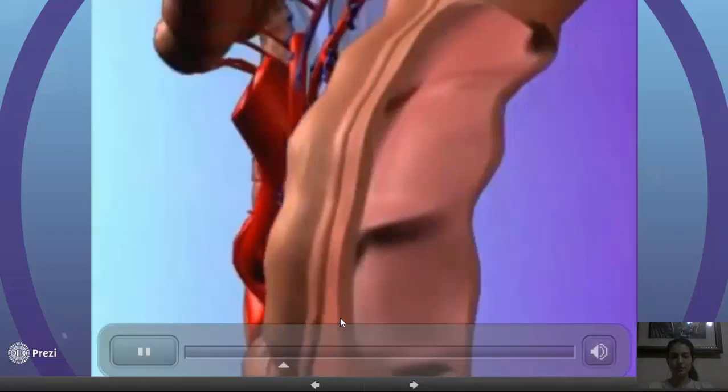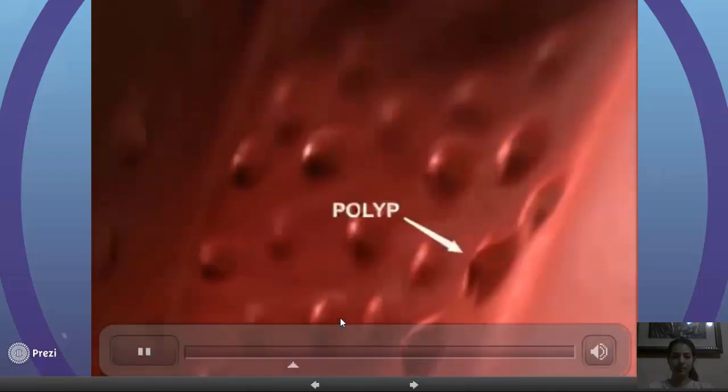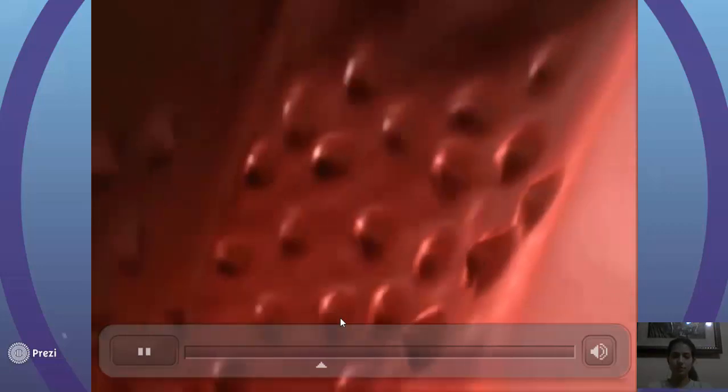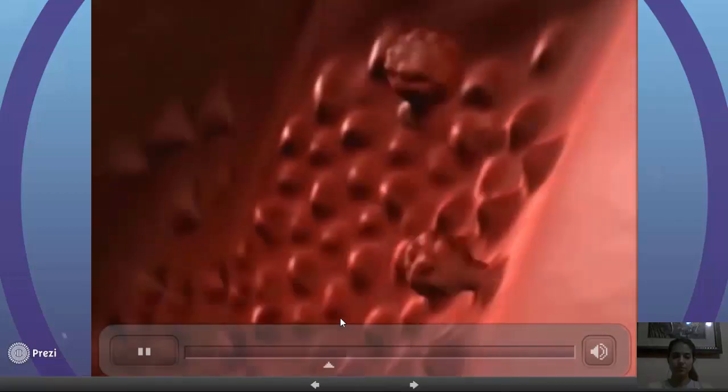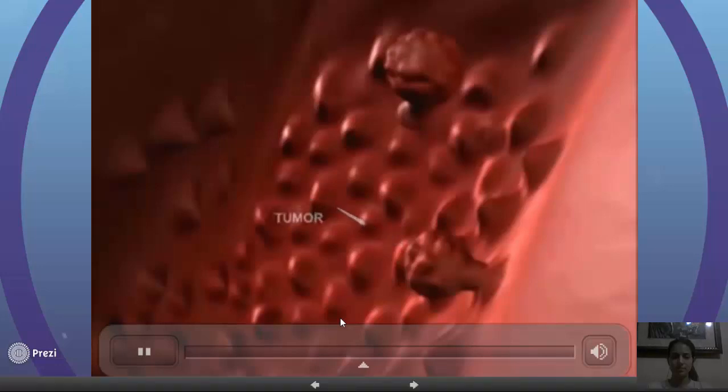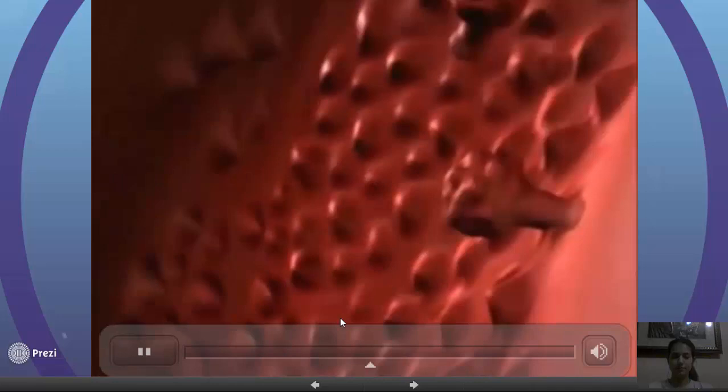Before a true cancer develops, it usually begins as a non-cancerous growth called a polyp. Certain people can have multiple polyps in their colon, which are inherited genetically. Over a period of several years, a polyp has the potential to become cancerous.